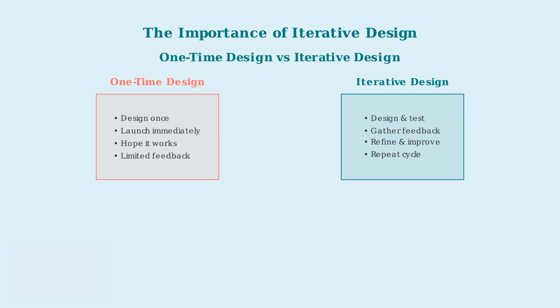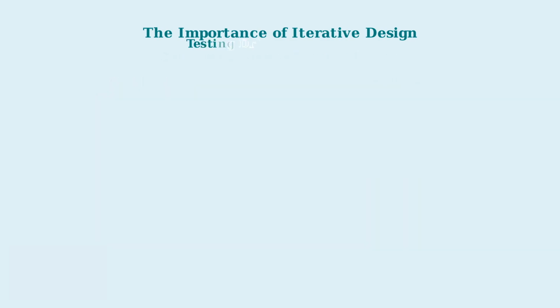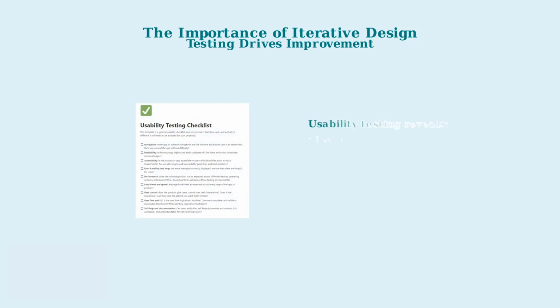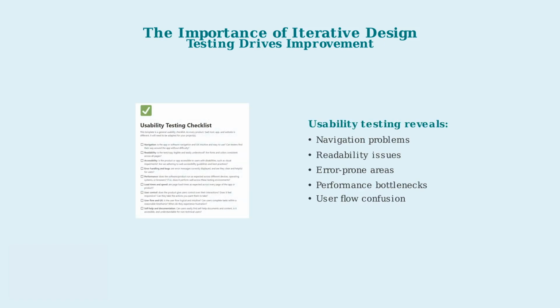The difference between one-time design and iterative design is significant. One-time design involves creating an interface once and hoping it works, while iterative design continuously improves through testing and feedback. Regular usability testing is the heart of iterative design. Testing reveals navigation problems, readability issues, error-prone areas, performance bottlenecks, and user flow confusion that designers might miss.